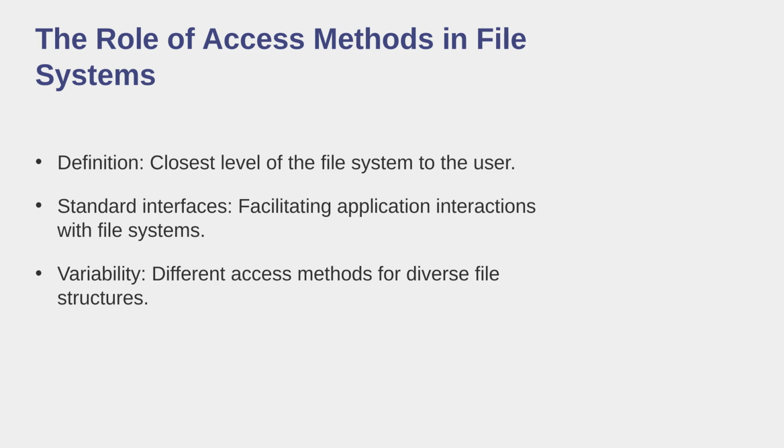Different access methods cater to various file structures and ways of accessing and processing data. For instance, a random access method would be suitable for indexed files, allowing users to jump directly to a specific record, while a sequential access method would be more appropriate for files organized sequentially, where data is processed in a linear fashion. As we reflect on access methods, consider this. How does the choice of access method impact your experience as a user? Have you ever encountered a system where the access method impeded your ability to retrieve or manipulate data efficiently?